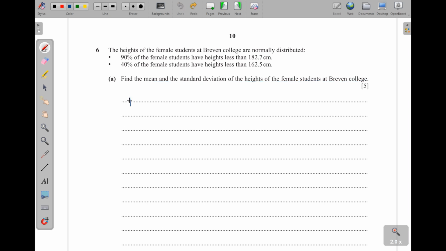So we are going to have probability of x less than 182.7, and it is given as 0.9. That means we are going to standardize this and we say probability of z less than z1, which corresponds to this, is equal to 0.9. So we are supposed to locate this value here.